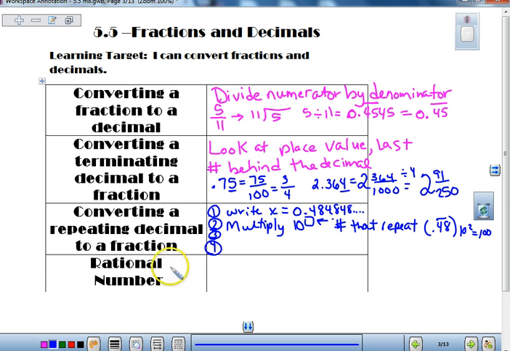Now what you're going to do is multiply that out so that you have 100x equals, and you multiply both sides of this equation by that number. You'll see a little later when I do the example exactly how to do that.